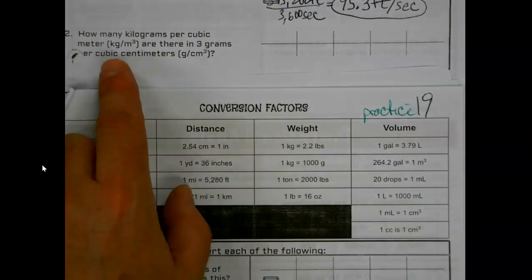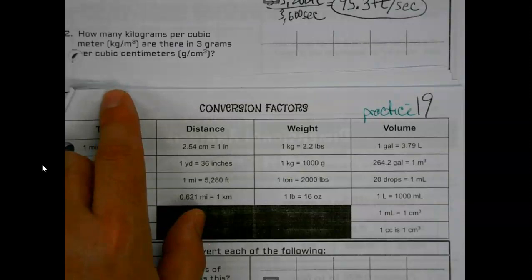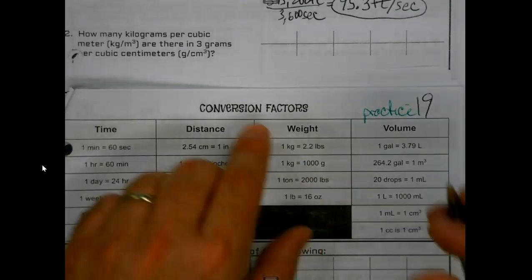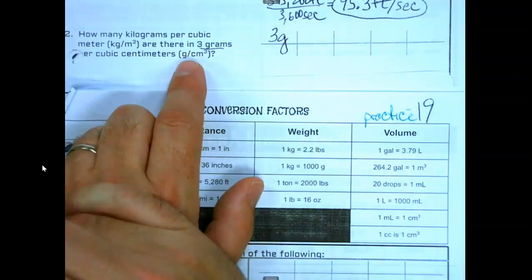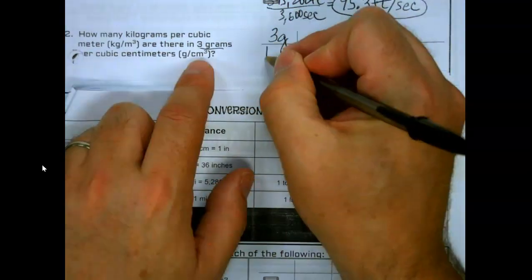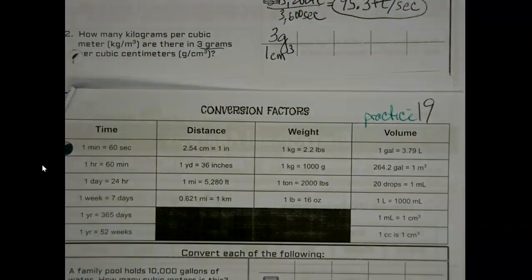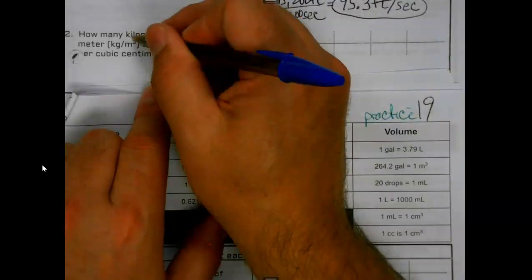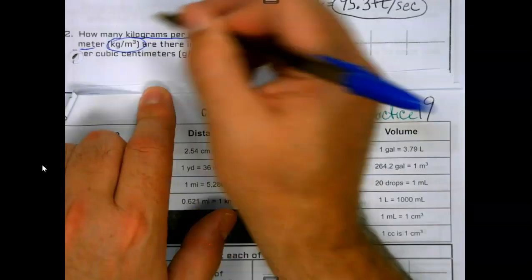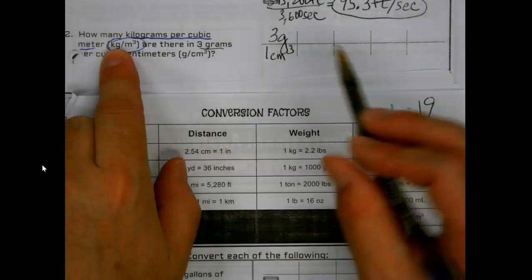So let's see. How many kilograms per cubic meter are there in 3 grams per cubic centimeter? Okay, so 3 grams per 1 cubic centimeter. Now this is not one I know off the top of my head, so I'm going to have to use the factors here too. We're trying to figure out kilograms per meter. So let's see here. Let's say if we wanted to get rid of grams, because we're wanting to get to kilograms.